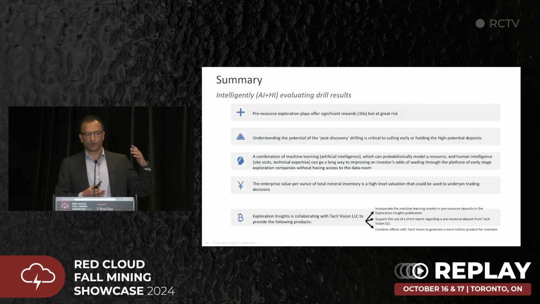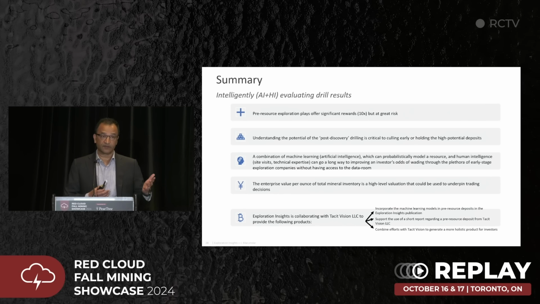The enterprise value per ounce, once you know the range, can give you an idea where you are in terms of the valuation chart. And as Ron does this every month, that's basically what you have to do. It's almost like a trading decision. So again, we're collaborating with Tacit Vision to bring these models for pre-resource deposits to get an idea of these companies that are putting out results and see if it's viable or not.